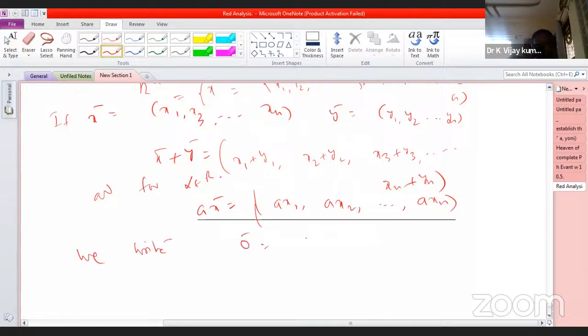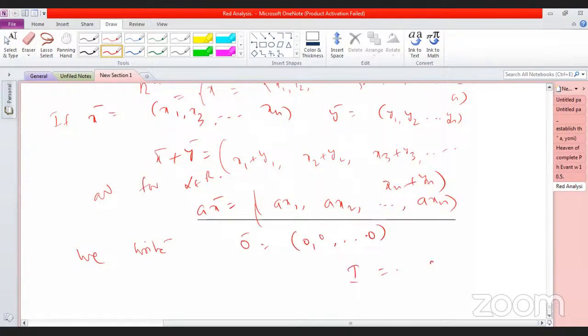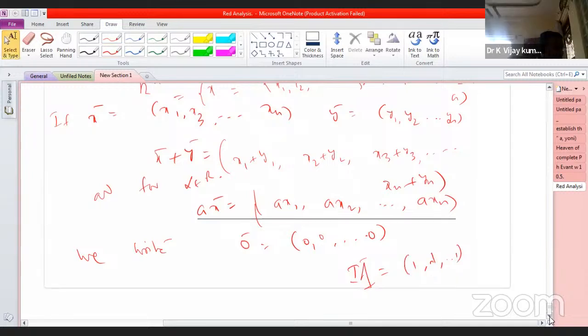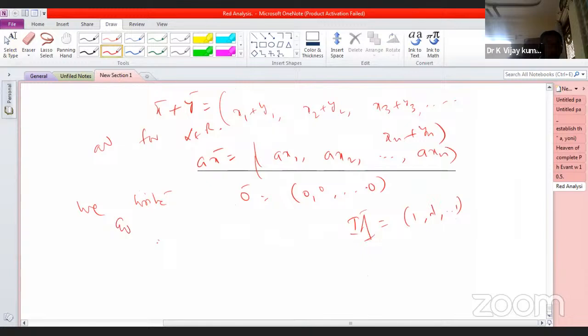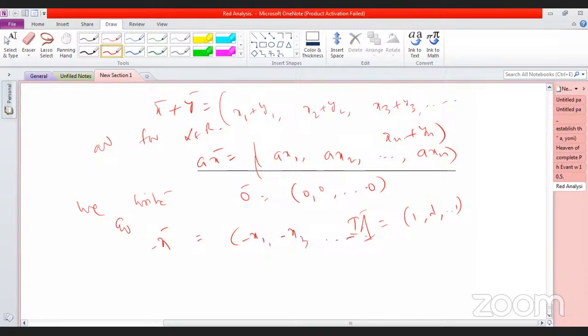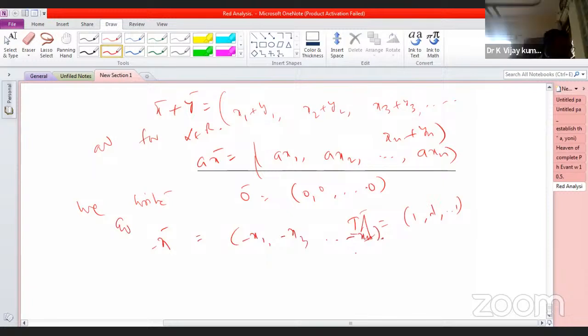0 bar means what are the values? That is 0. What is 1 bar? 1. Very good. And minus x bar is equal to minus x1, minus x2, and so on. So this is the value. Therefore x bar, y bar, z bar belong to R power n, and alpha, beta belong to R.